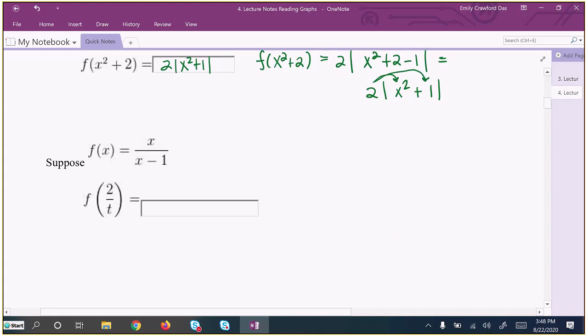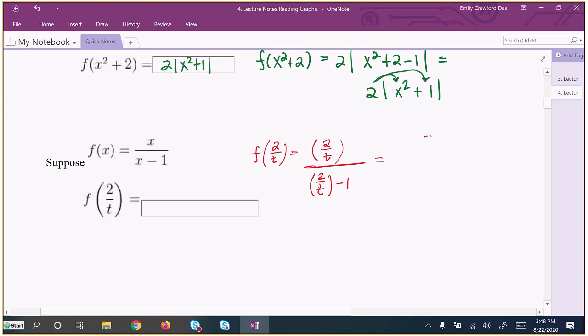So what if I have 2 over t inside parentheses, and my function is x over x minus 1? So the process is going to be exactly the same. Anywhere I had an x, I'm going to replace it by 2 over t. So on top, this is 2 over t. So f of 2 over t is equal to 2 over t divided by 2 over t minus 1.